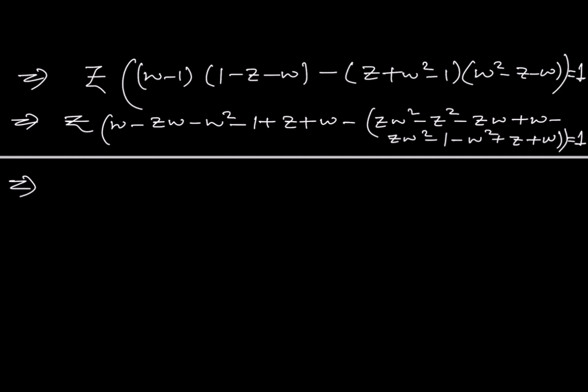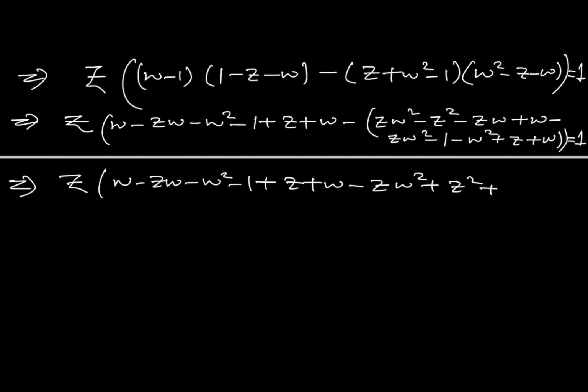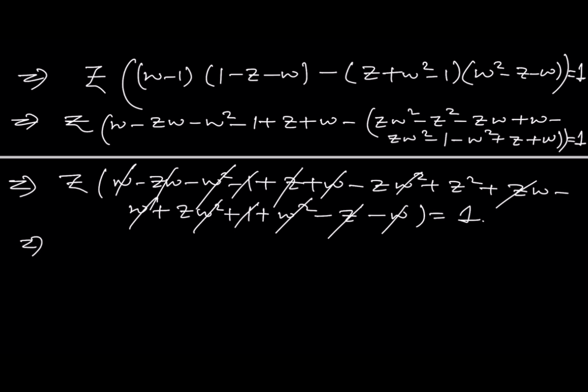Now I will have z times [omega minus z omega minus omega square minus 1 plus z plus omega minus z omega square plus z square plus z omega minus omega plus z omega square plus 1 minus omega square plus z plus omega] is equal to 1, right? And the terms will be cancelled out. So inside the bracket only z square is left. So z into z square is z cube. z cube is equal to 1.